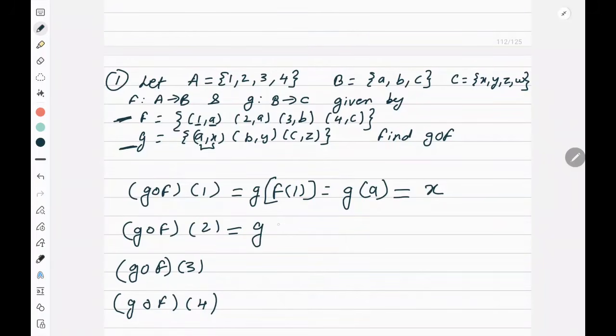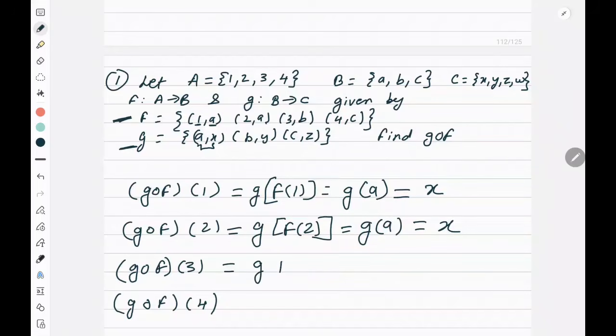So g of f of 2. Again go to the definition of f. What is the image of 2? A. So it is g of A. Now again go to g. What is image of A? Image of A is x.